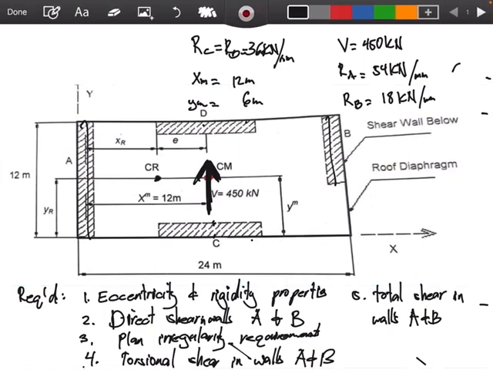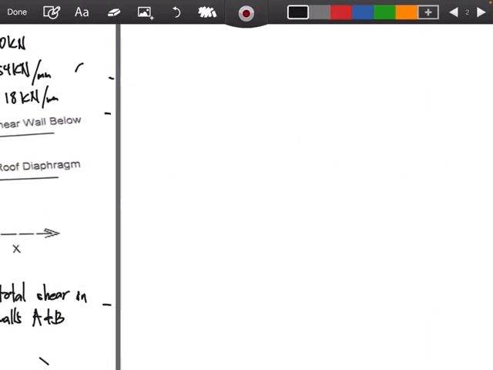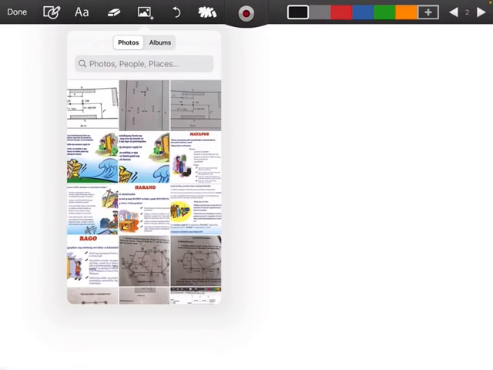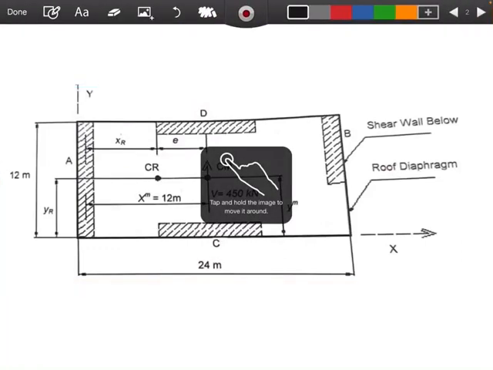Okay, so what I'm going to do is I'll move to the next slide. Okay, let's add the photo. Where is that? There. So, let's click this.